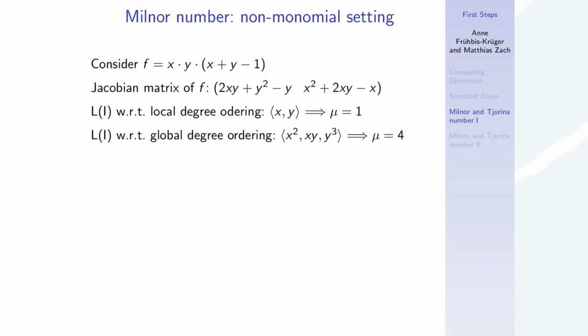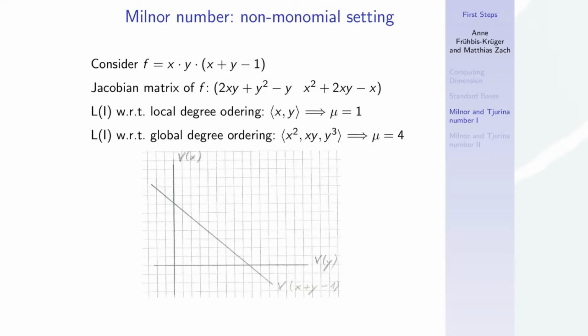Now, if we choose a global monomial ordering, then we get a completely different leading ideal. We get x squared, xy, y cubed, which gives us a Milnor number of 4. A Milnor number of 4 is a bit puzzling. Let us look at the picture.